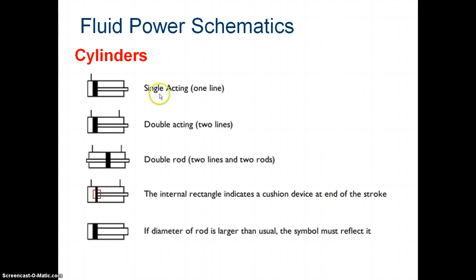So this is a single acting actuator. It's only got one line coming in. Here's a double acting actuator, so it moves forward and back, and it's got two lines coming in, and so forth. You guys can look at this PowerPoint on your own.